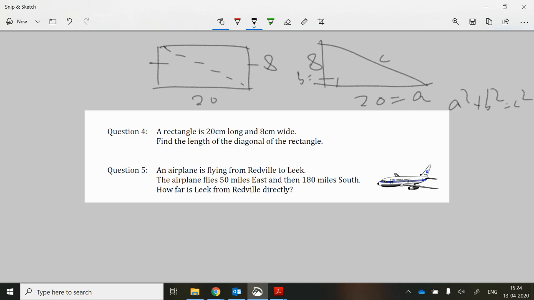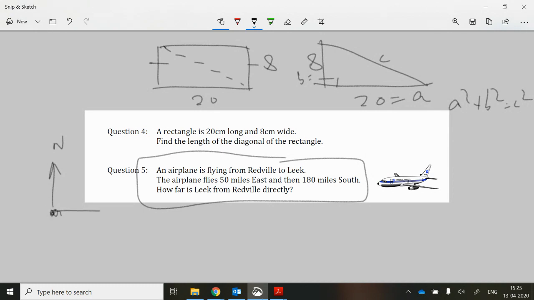And for question 5, it says an airplane is flying from Redville to Leek. The airplane flies 50 miles east and then 100 miles south. So goes 50 east, so north is this way. So let's say it starts there. S could get confused with south, so it starts at this point here. And so it goes 50 east. I don't know how far that is, but let's say there. It goes much further south, so we need more space. So it goes 50 in this direction, and then it goes south, and south is straight down, so this is east, and this is south.